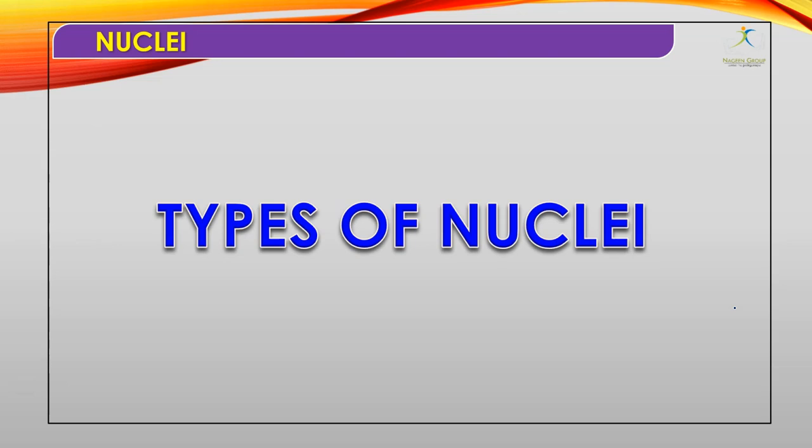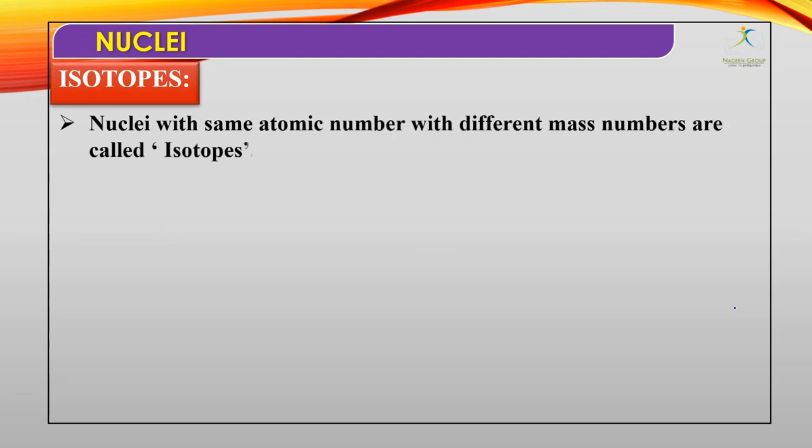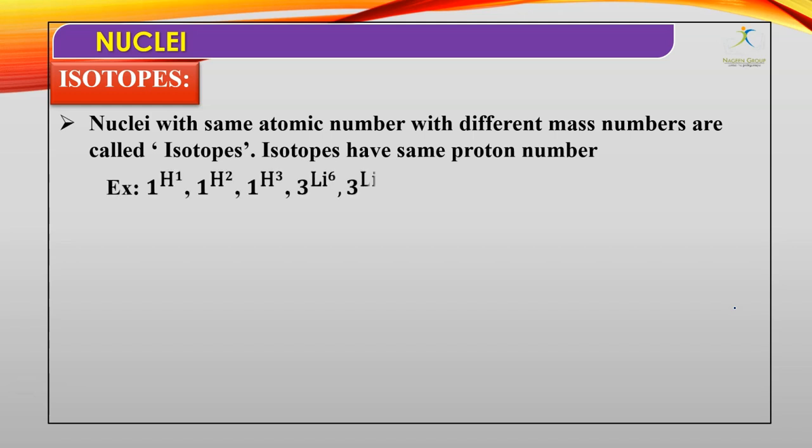Now moving ahead with the types of nuclei. We have different kinds of nuclei. First one is isotopes: nuclei with the same atomic number but different mass number. Atomic number is one thing, students, and mass number is another. Isotopes have the same proton number. For example, 1H1, 1H2, 1H3. The proton number is the same, but the number of neutrons changes, and the value of A also changes. Another example: 3Li6, 3Li7.